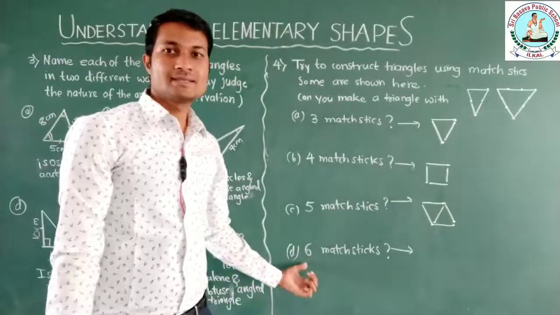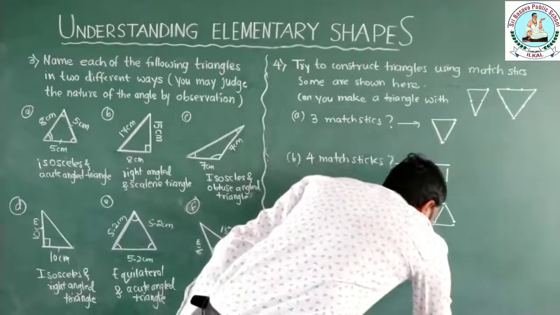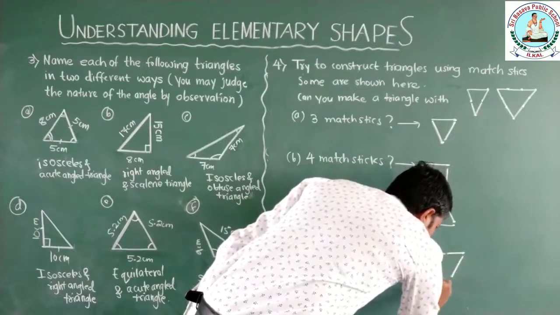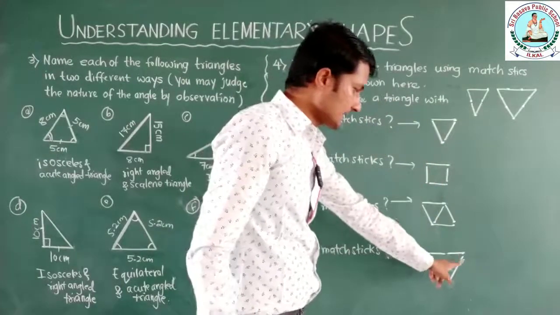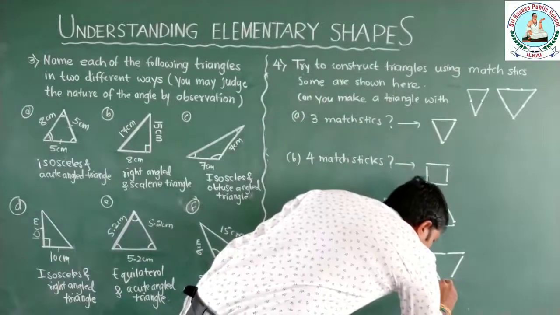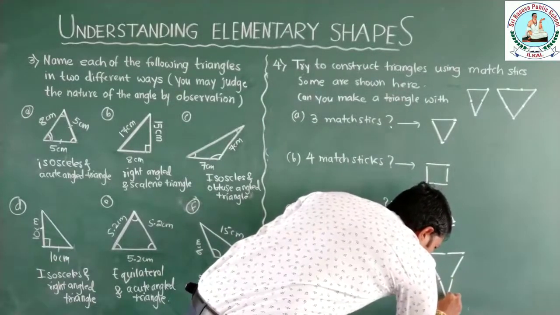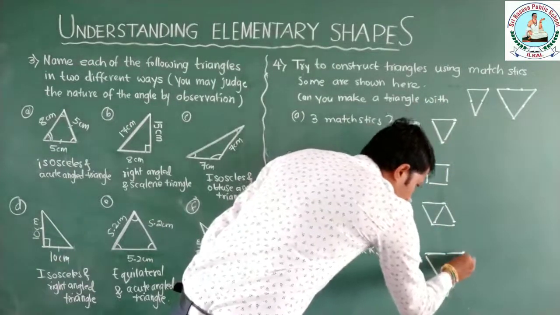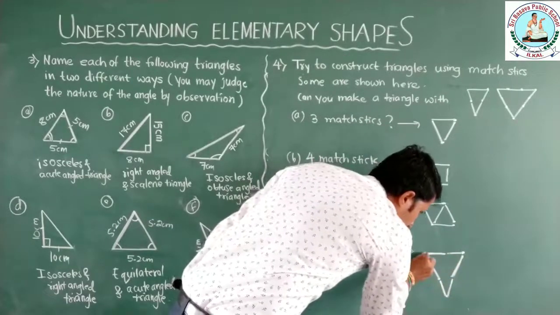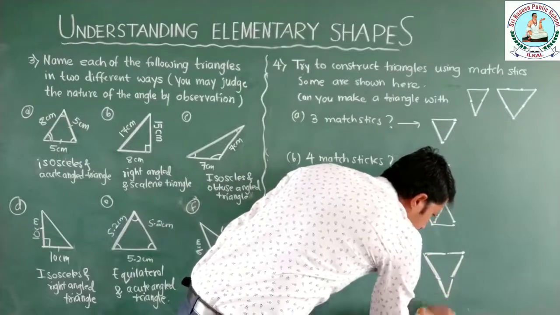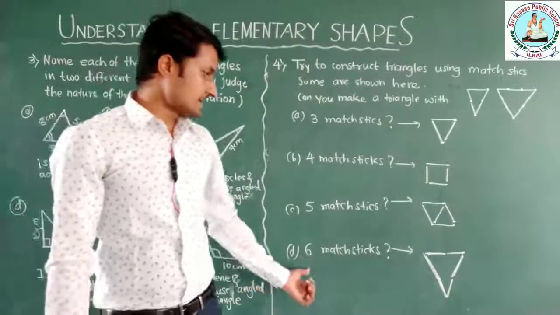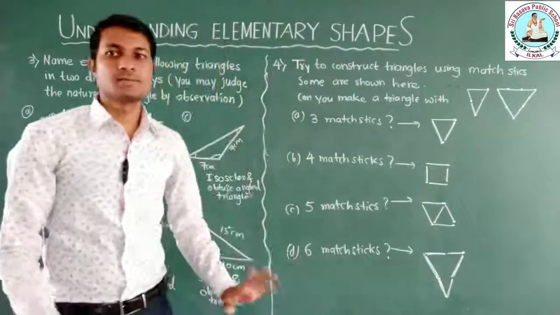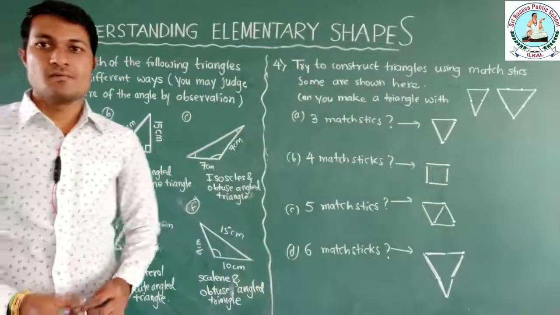Let us try with 6 matchsticks. See here, first matchstick, second, third, fourth, fifth, sixth. 1, 2, 3, 4, 5, and next is 6. So with 6 matchsticks also we can make the triangles, and here also the angles are acute angles. So this is how we can solve exercise 5.6.